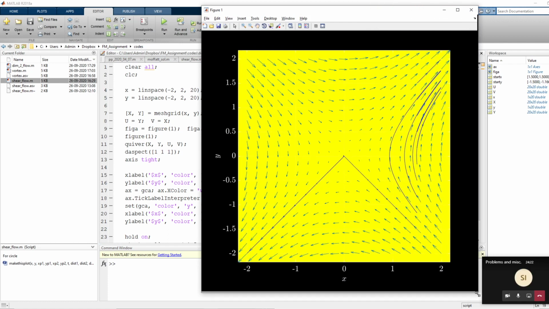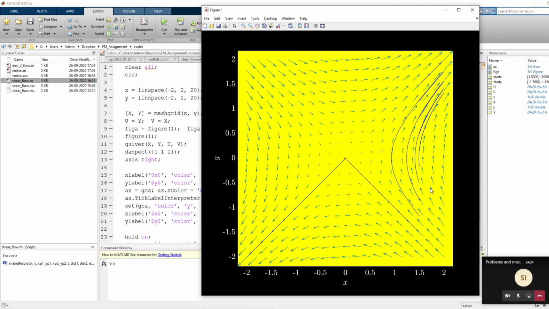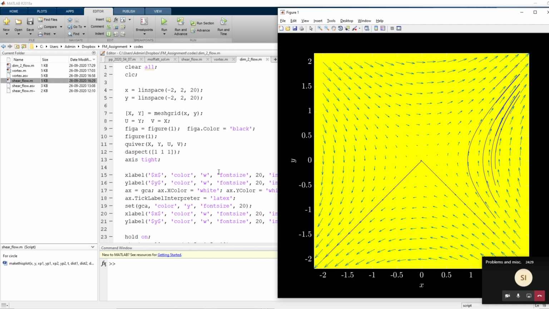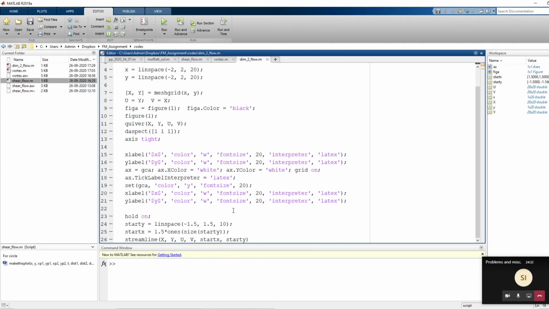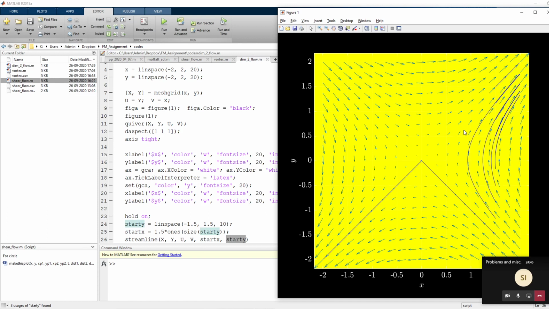Sorry for the contrast. Okay, so if you look at this figure now, what I've essentially done is I've taken a bunch of initial points. If you look at this, the streamline function takes the domain, the velocity field, and it takes the starting points into the picture. I'm not drawing the analytical streamlines, I'm drawing them numerically. So this is done using numerical integration. Start x and start y, you're giving the starting points.